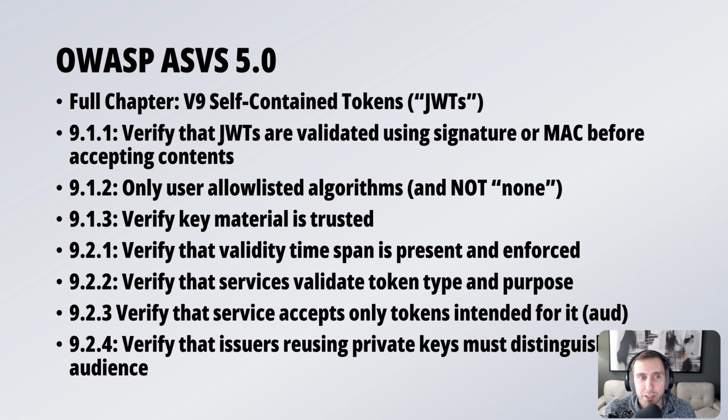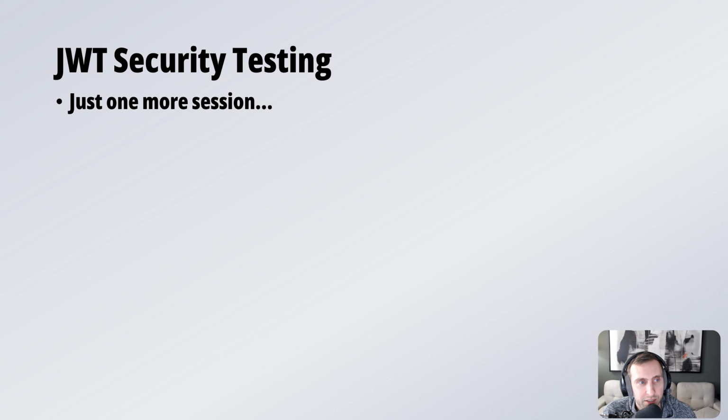Now we have the OWASP ASVS version 5. 9.1.1, verify that JWTs are validated using signature or MAC before accepting contents. 9.1.2, only allow listed algorithms should be used, and obviously, again, not none. 9.1.3, verify that key material is trusted. 9.2.1, verify that validity time span is present and enforced. 9.2.2, verify that services validate token type and purpose. 9.2.3, verify that service accepts only tokens intended for it. In 9.2.4, verify that issuers reusing private keys must distinguish the audience.